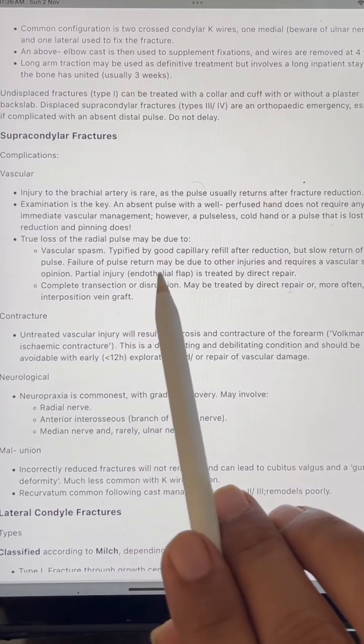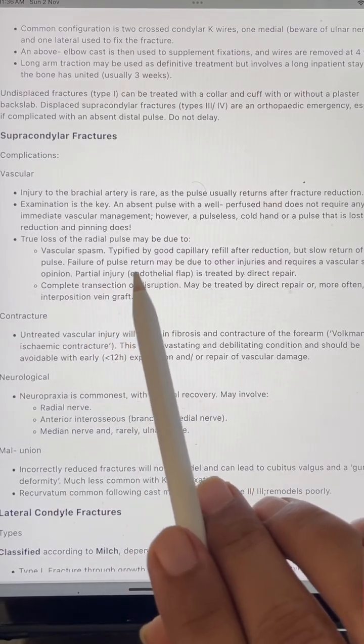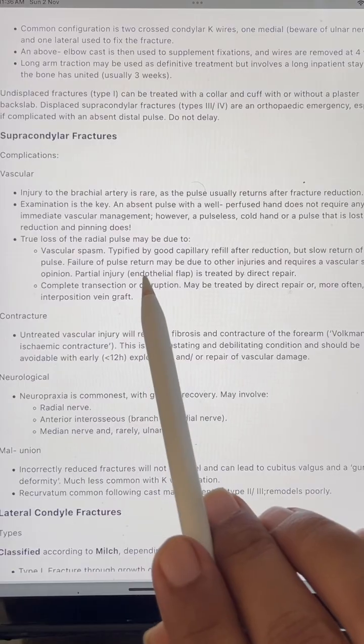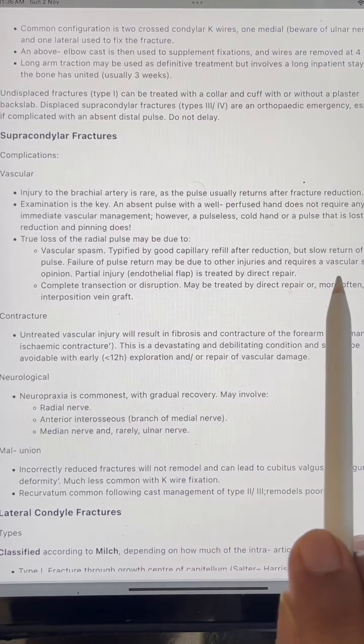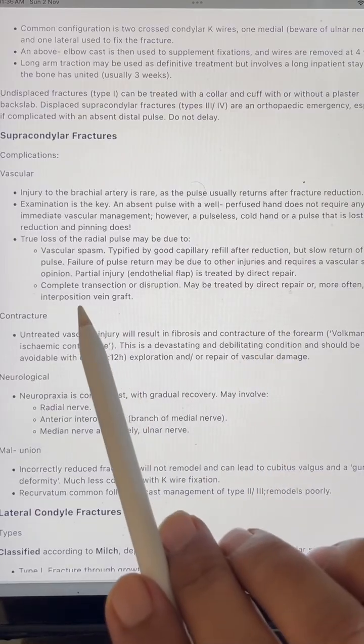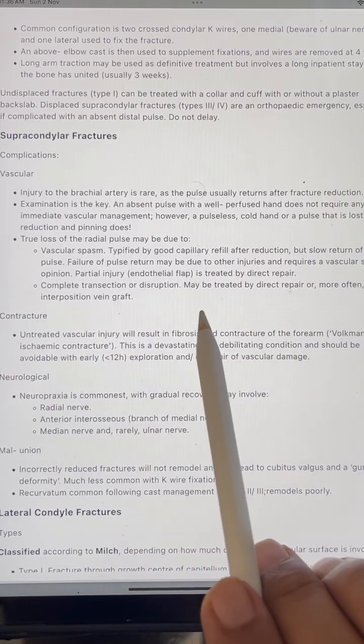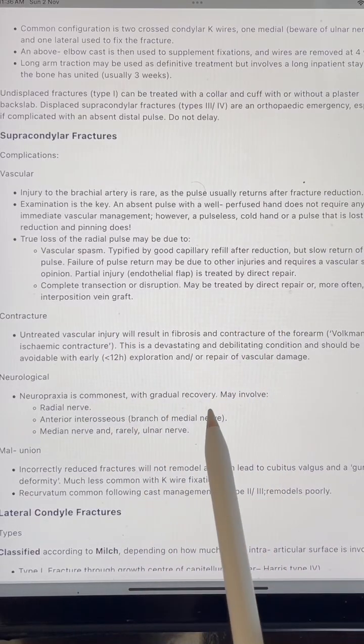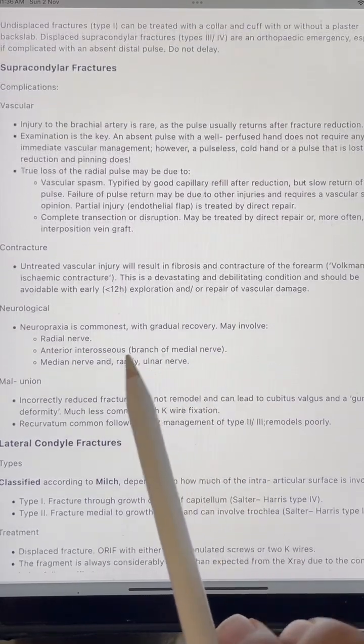True loss of the radial pulse may be due to vascular spasm. Sometimes after a supracondylar fracture there is a good capillary refill after reduction, but slow return of the pulse. Failure of pulse return may be due to injury and requires a vascular surgical opinion. A partial injury is treated by direct repair. Complete disruption may also need direct repair.